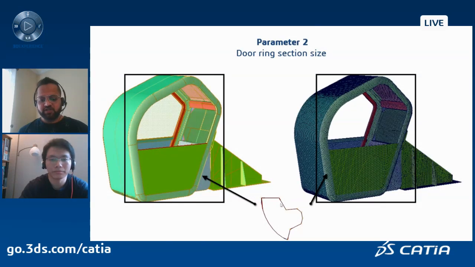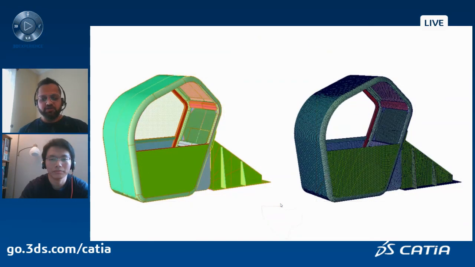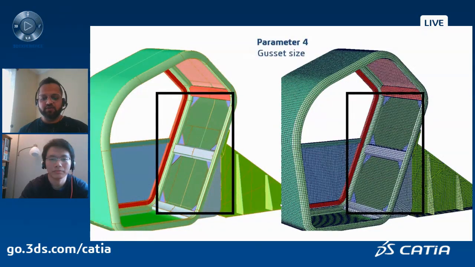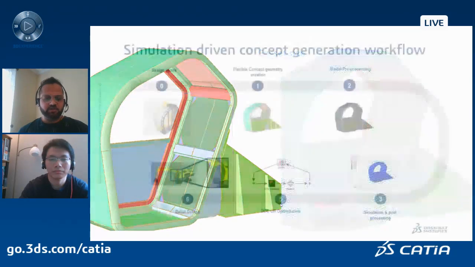Therefore, we recorded global changes like varying the length of the cabin, varying section of the outer door ring, and also local changes like varying the position of rear cross member and varying the gusset size. CATIA SFE creates simulation-ready models for each design, which allows us to run a DOE study in batch mode at the conceptual stage itself.